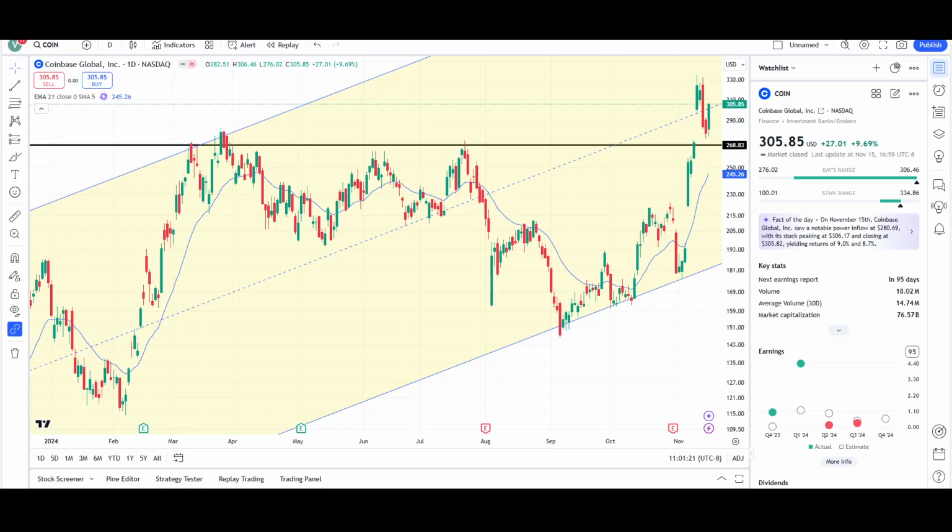With the ticker symbol COIN. I will first be going over what I see on the daily chart and finish the video off with the weekly chart. This video is for entertainment purposes only. Please trade at your own risk.